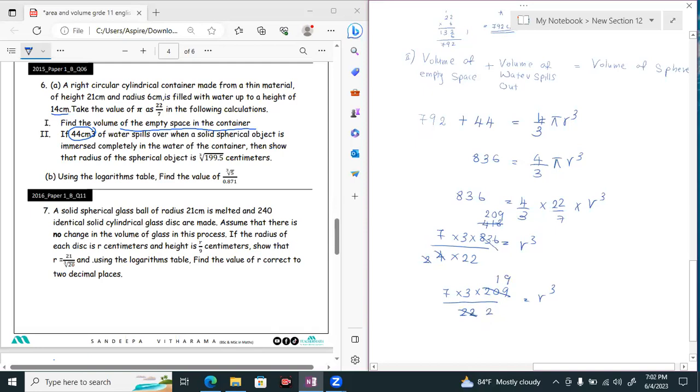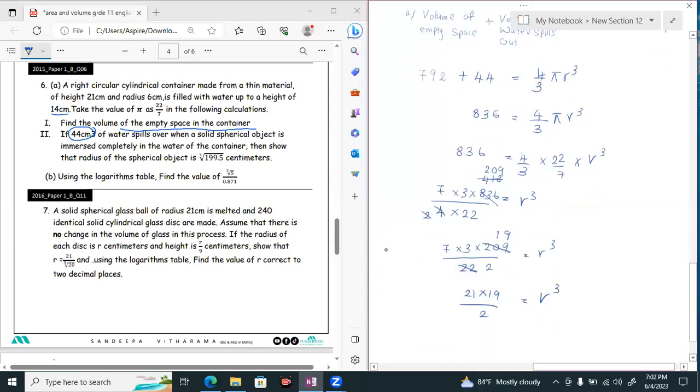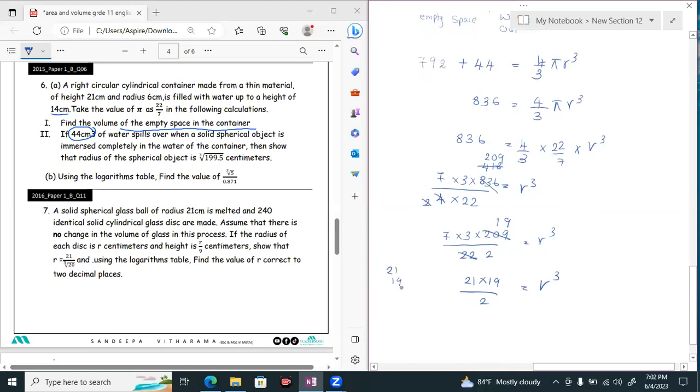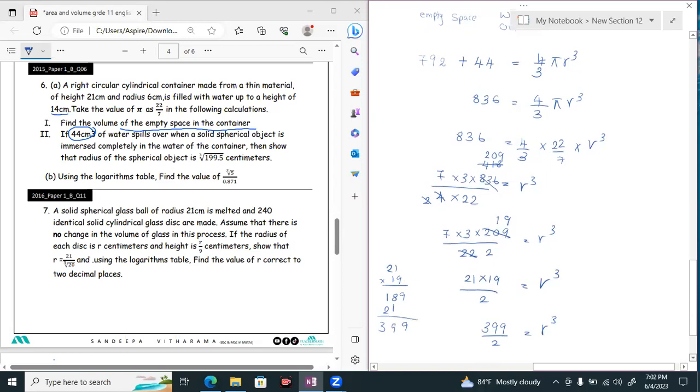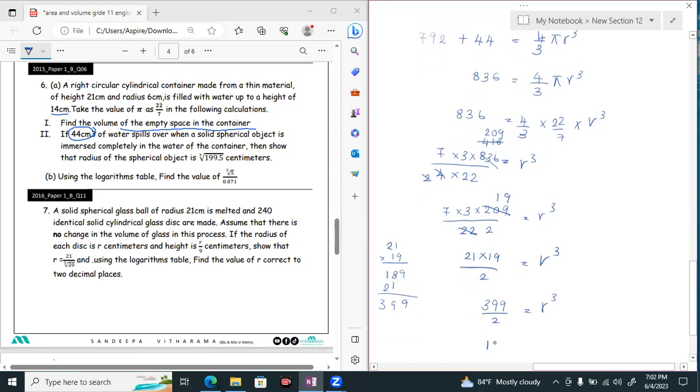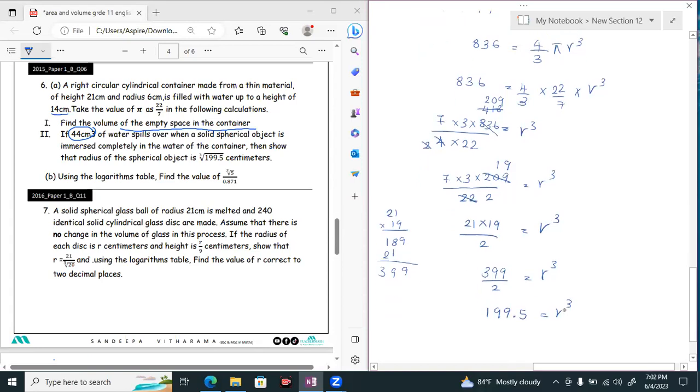Okay. Now multiply. It is 21 into 19 over 2. Check whether we can obtain this answer. 21 into 19: 9 into 1, 9; 9 into 2, it is 180; 1 into 2, 2; 9, 9, 3. It is 399 upon 2. It's 199.5. Yes. Then we have to show that it's cube because here it is cube.